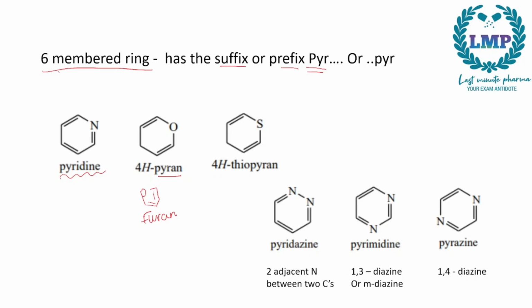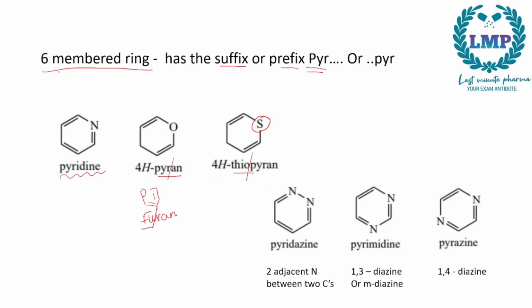Since it's a six-membered ring, we said pyr will come everywhere in a six-membered ring. So instead of furan, we will have pyran. And if it's a sulfur group at the tip of a six-membered ring with two double bonds, we will call it a thiopyran. Sulfur is thio, so thiopyran.